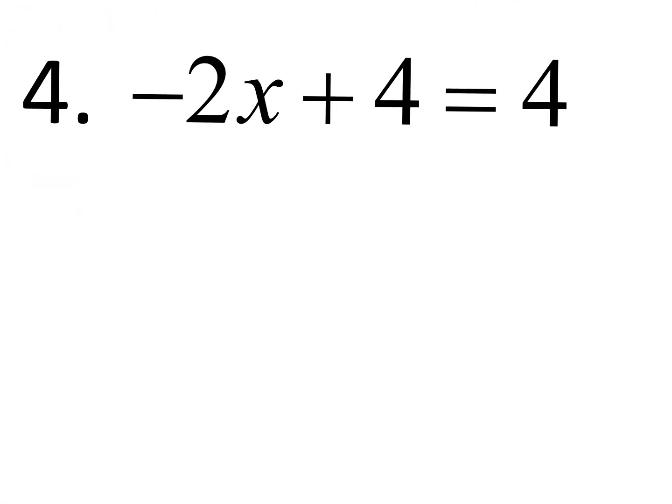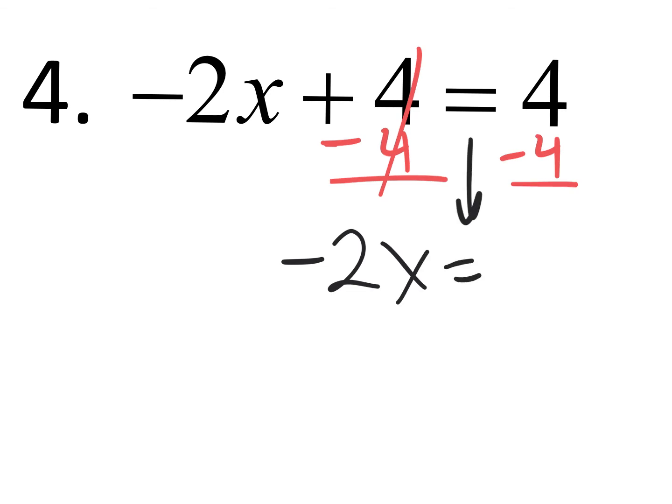Next one, what do I do? Minus 4 to get rid of that plus 4. What I do to one side, I do to the other. I rewrite it. What do I have left? Negative 2x equals, 4 take away 4? Oh no, minus 4 gives 0. Interesting. So I still need to continue getting x by itself.